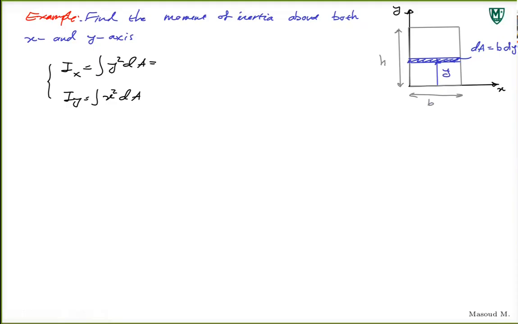So for the first one, I just plug in. I say integral y squared, and I plug in dA as b dy. How does y change? Y changes from 0 to h. Right? I went from a double integral to a simple integral that I can put the limits on and just calculate. This becomes b comes out, b times 1 over 3 y cubed, changing from 0 to h, and it becomes 1 over 3 b h cubed.